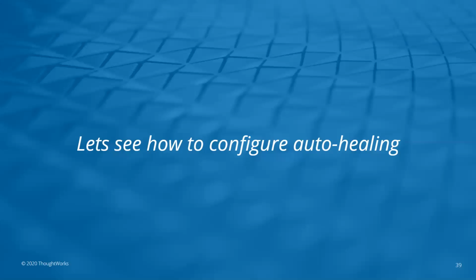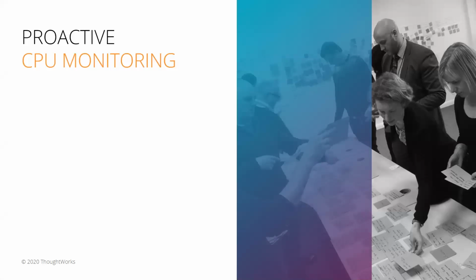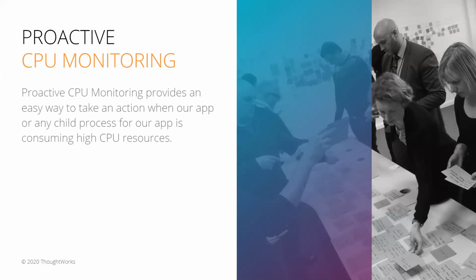Let's quickly move ahead with proactive CPU monitoring. Basically, whenever we have a high load or any situation where our CPU is spiking, this particular feature helps us in preventing those situations. Proactive CPU monitoring provides an easy way to take action when our app service or any of the child processes for our app is consuming high CPU resources.